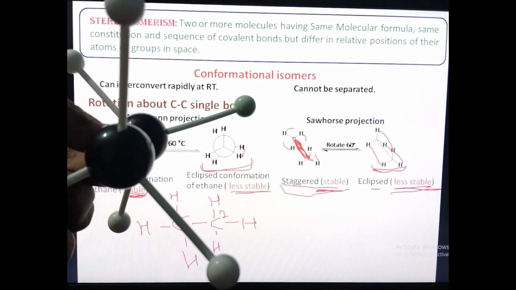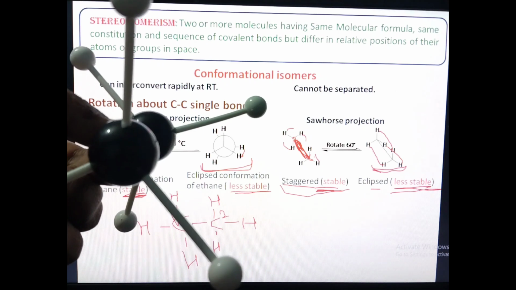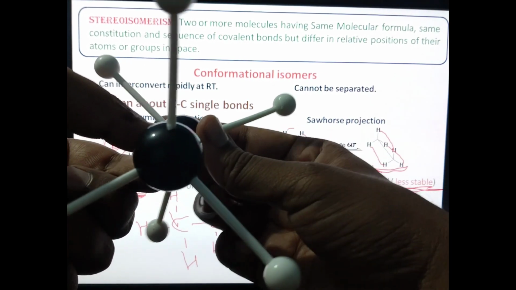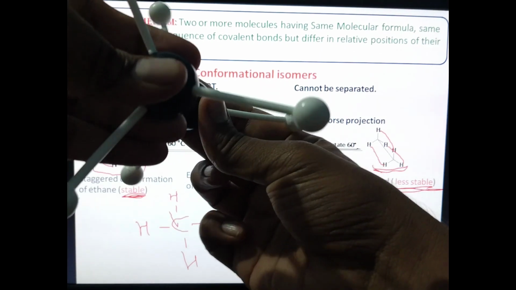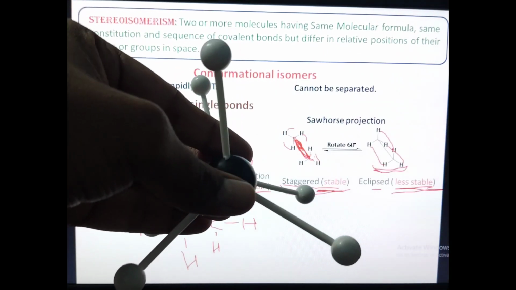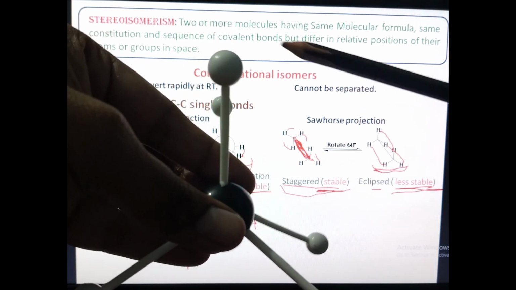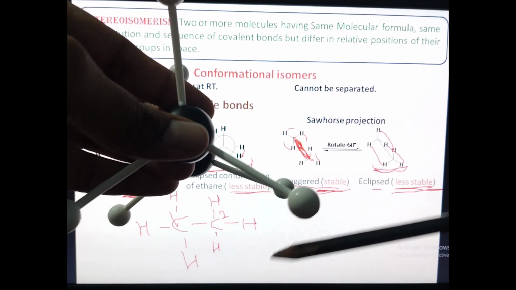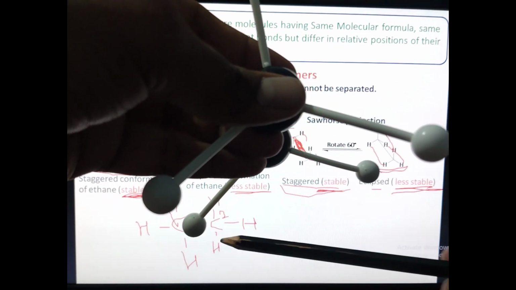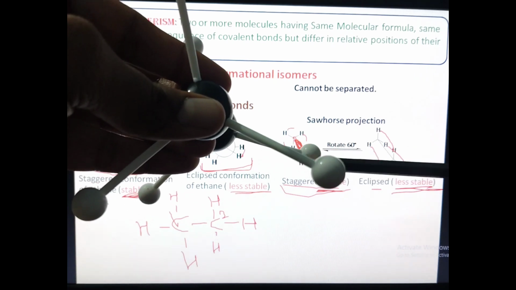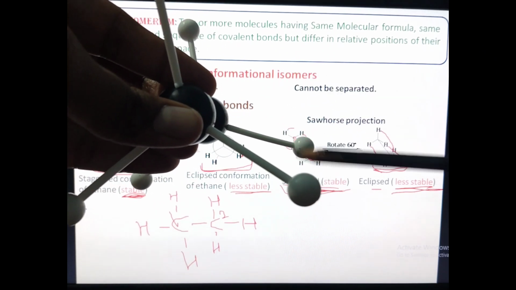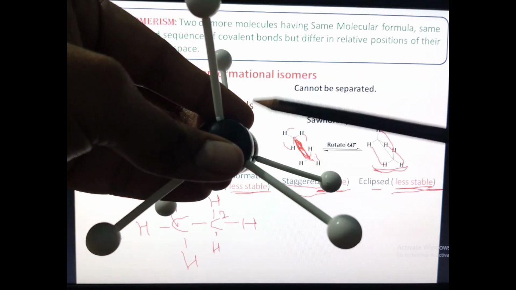When you rotate this about the carbon-carbon single bond, about 60 degrees, see the rotation. See, this is the eclipsed conformation. This hydrogen is exactly behind this hydrogen, this hydrogen is exactly behind this hydrogen, and this hydrogen is exactly behind this hydrogen. So here the hindrance is more, so this eclipsed conformation is less stable than the earlier staggered conformation.